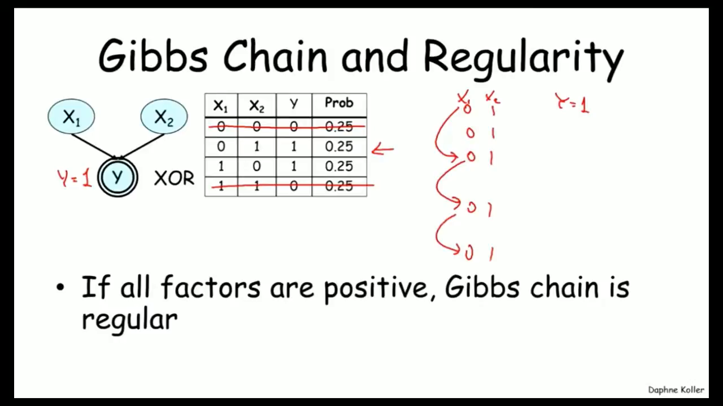On the other hand, if all factors are positive, that is, if there are no 0 entries in any of the factors, then you can show that the Gibbs chain is regular.